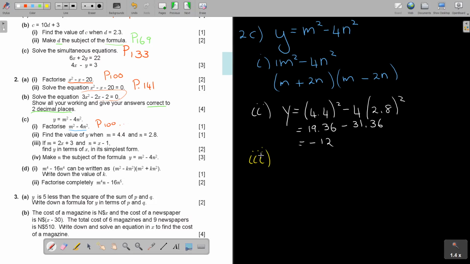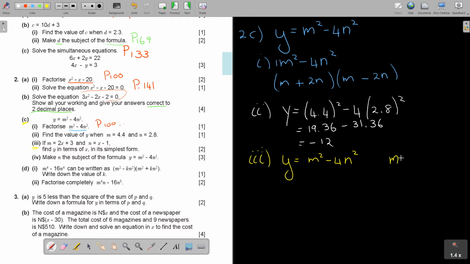Okay, they say m is this, but remember it's still part of the c. So m is this and n. Find y in terms of x and in its simplest form. So basically you must start with this equation again: y equals m squared minus 4n squared. But then I just put it on the side.